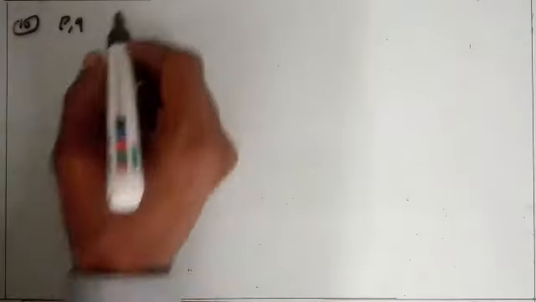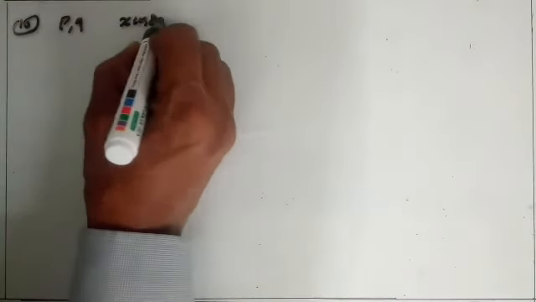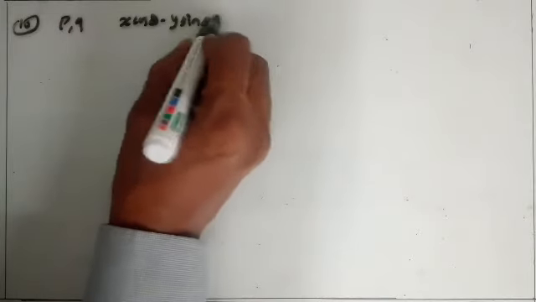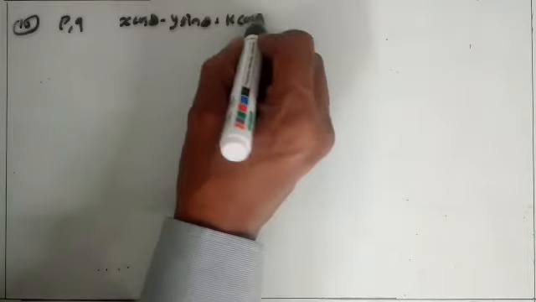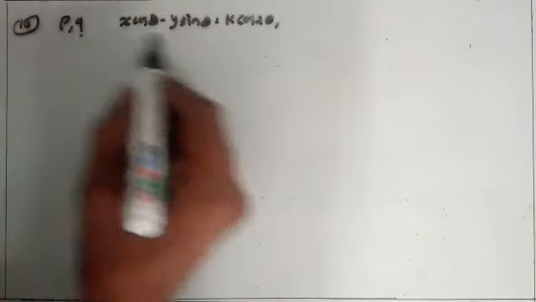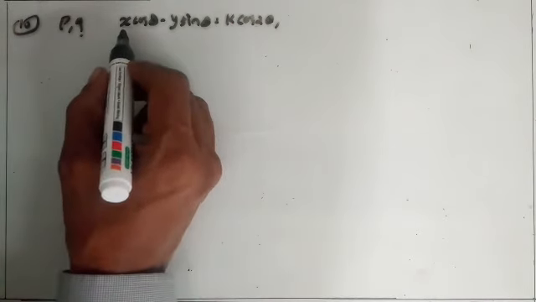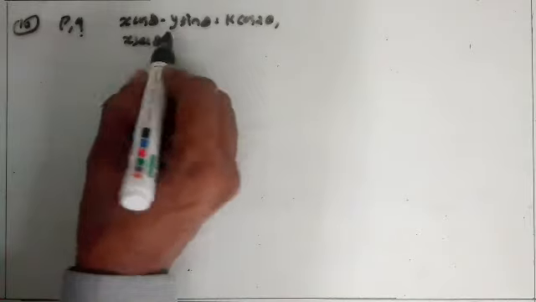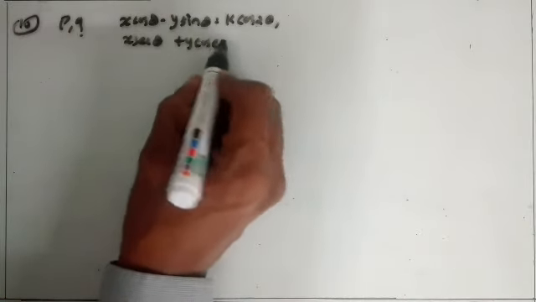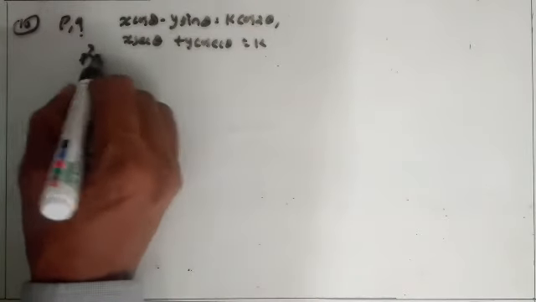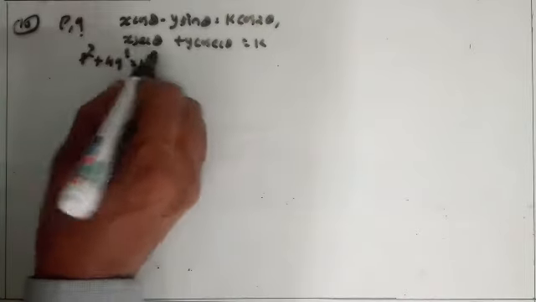Question number 16. If p and q are the lengths of the perpendiculars from the origin to the lines x cos theta minus y sin theta equals k cos 2 theta, and x sec theta plus y cosec theta equals k, respectively, prove that p square plus 4q square is equal to k square. Prove this.